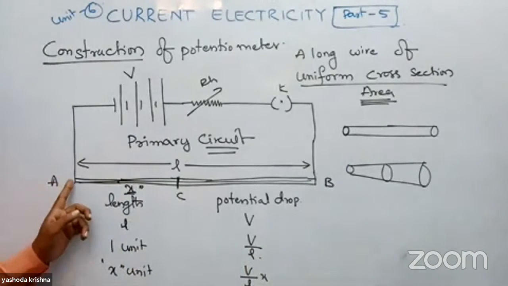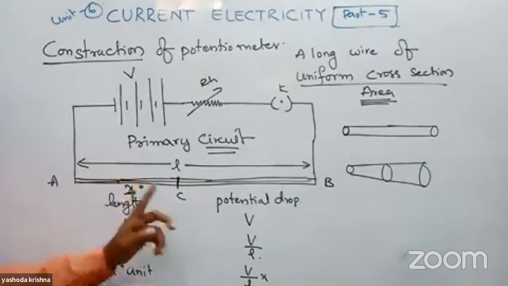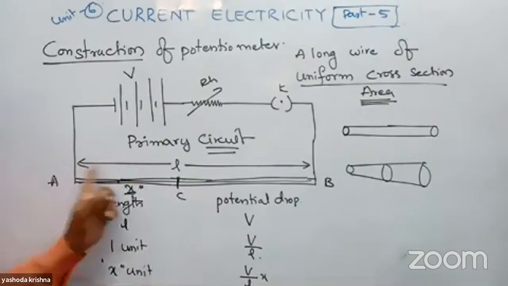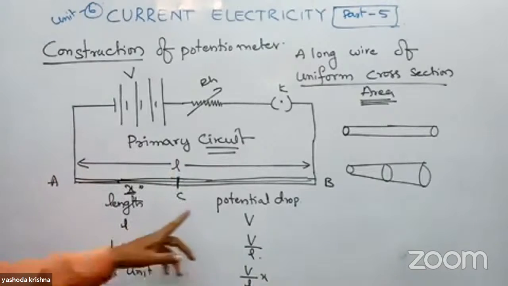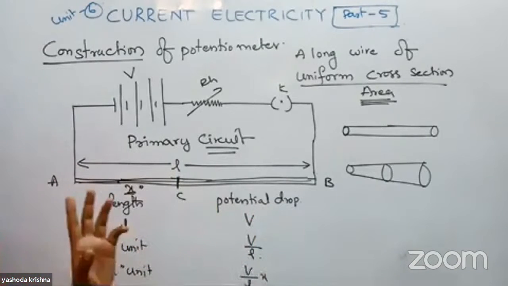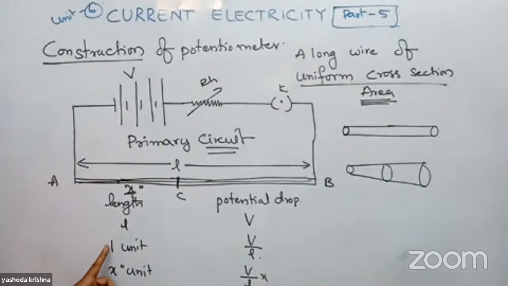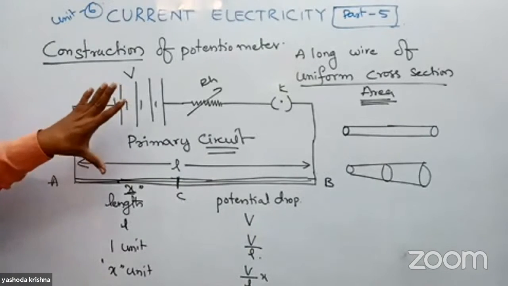Total length of the wire is L, potential drop is V. For 1 unit length, the potential drop is V by L. For x units, V by L into x. That is the most important idea, for the primary circuit.